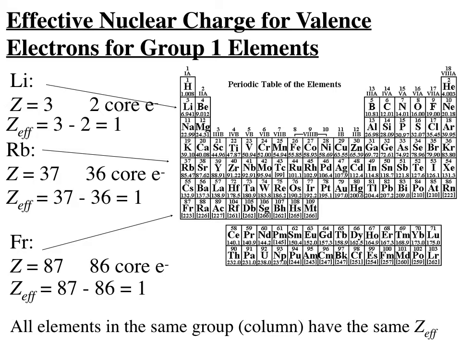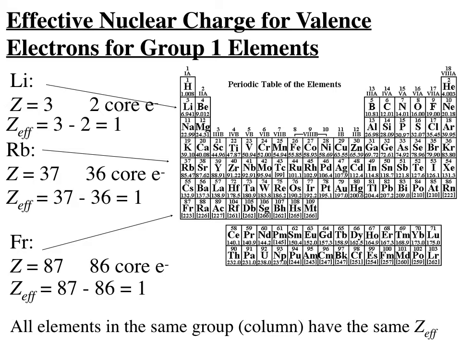It has Z equal to 37, therefore it has 37 protons in the nucleus. And then if you count up the electrons representing all the completed rows of the table, the completed rows go up to krypton, which is 36 electrons. Z effective for rubidium, 37 minus 36, is 1 as well as lithium.